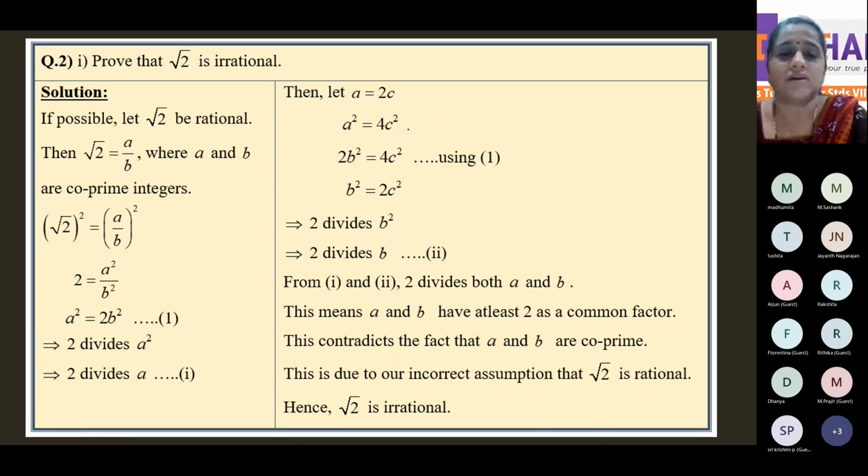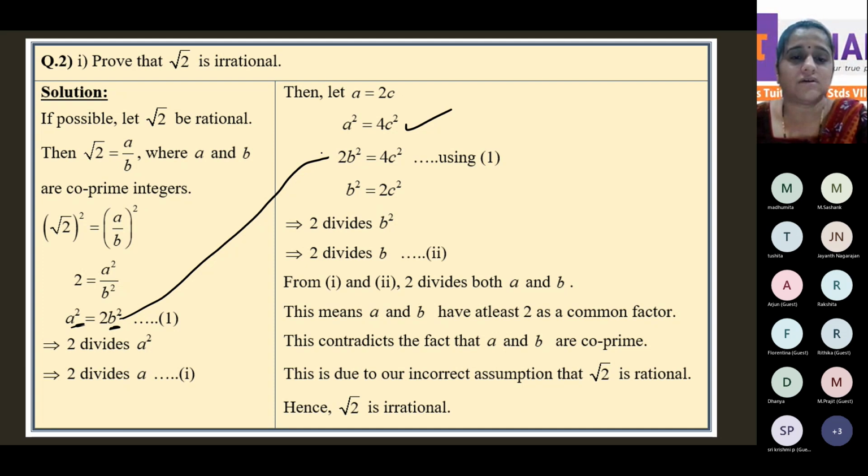How are we going to do that? A square is equal to 4C square, but we know that A square is 2B square. So like that, we're trying to bring in B. So instead of A square, we say 2B square is equal to 4C square. Now 2 1s are 2, 2 2s are 4, you can cancel, right? So B square is equal to 2C square.